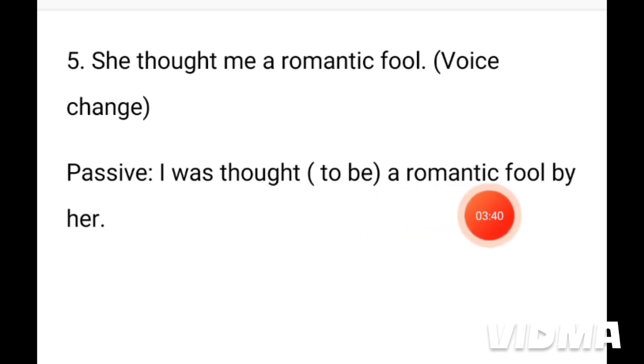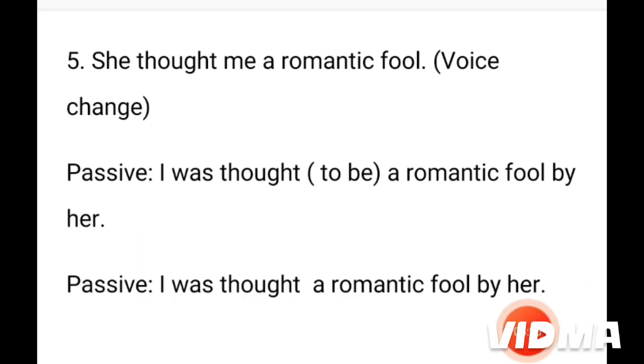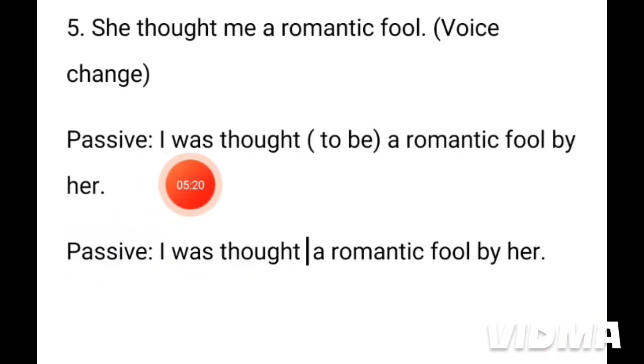A romantic fool by her. Actually, this complement, a romantic fool, remains here as it was. We have used by here because this is a passive voice, and her. This her is the objective form of the subject she. So we have replaced she in this position with her. So in the passive voice, you may write this option: I was thought to be a romantic fool by her. Or you may write this option: I was thought a romantic fool by her.